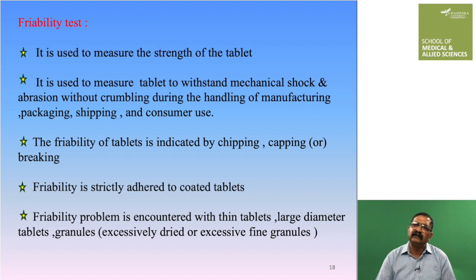It is used to measure the strength of the tablet and the ability of the tablet to withstand mechanical shock and abrasion without crumbling during the handling of manufacturing, packaging, shipping and consumer use. The friability of a tablet is indicated by chipping, capping or breaking. Friability is strictly adhered to coated tablets. Friability problems are encountered with thin tablets, large diameter tablets and granules which are excessively dried or fine granules.